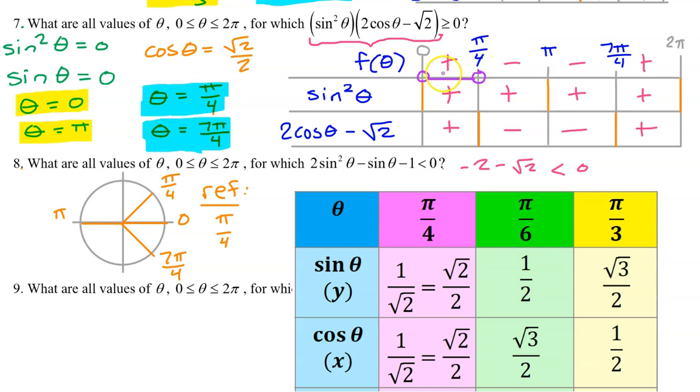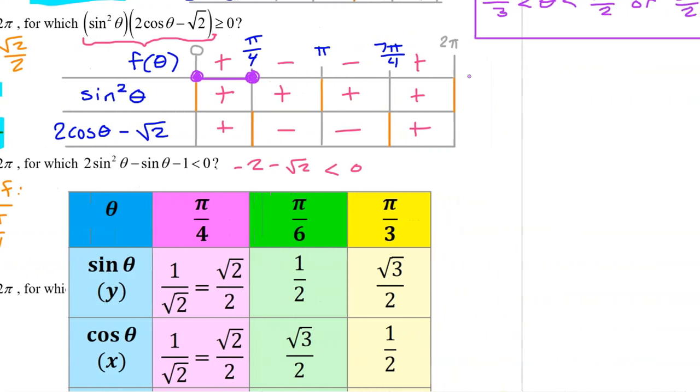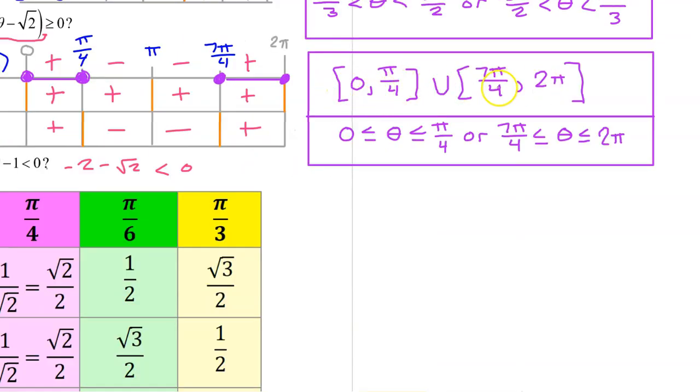So we will have solutions between 0 and pi over 4. I'm going to use closed circles to show that the endpoints are included. When I write my interval notation in a moment, these will be brackets. And again, from 7 pi over 4 to 2 pi. Okay, these are the intervals where f of theta is greater than or equal to 0. Here's your final answer in interval notation and written as an inequality.